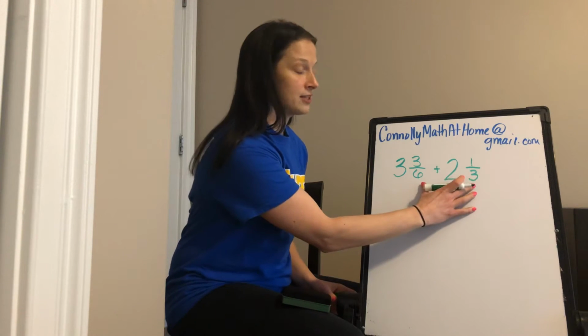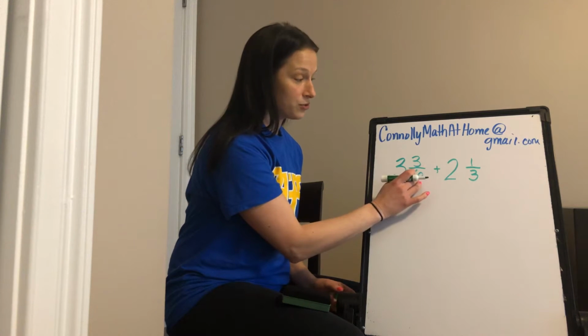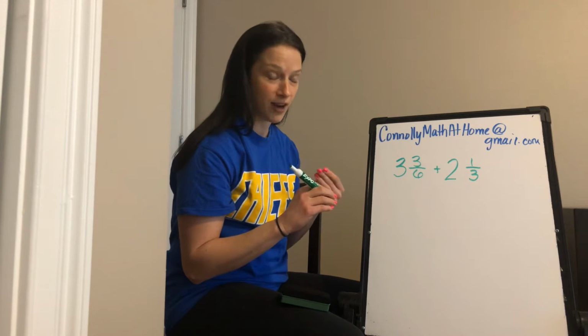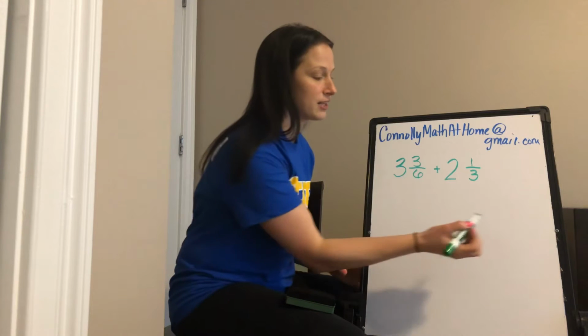The problem right now is that we don't have the same denominator. So we cannot combine 3 and 3/6 and 2 and 1/3 because we're not working with the same size pieces. I go over this in depth in making equivalent fractions and the adding and subtracting of fractions with unlike denominators, so make sure you check that out.